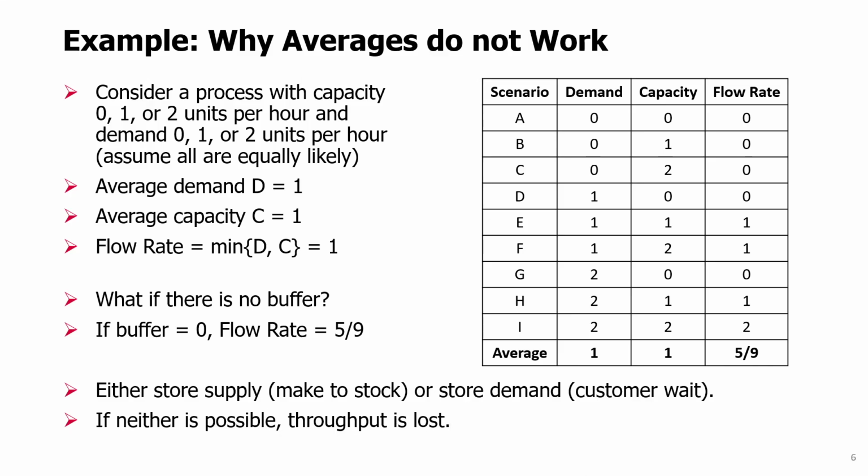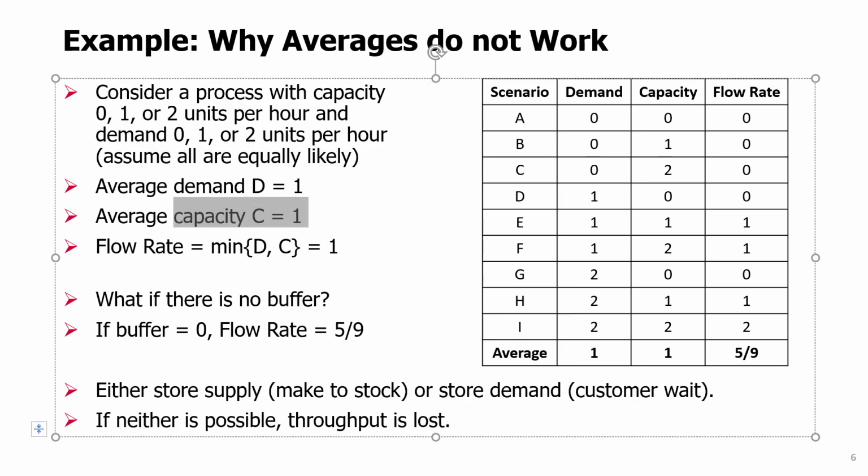We can't say average demand is 1, average capacity is 1, so flow rate should be 1. No. We can't just take the minimum of those 2. Unfortunately, throughput might be much less than 1 if there is no buffer.